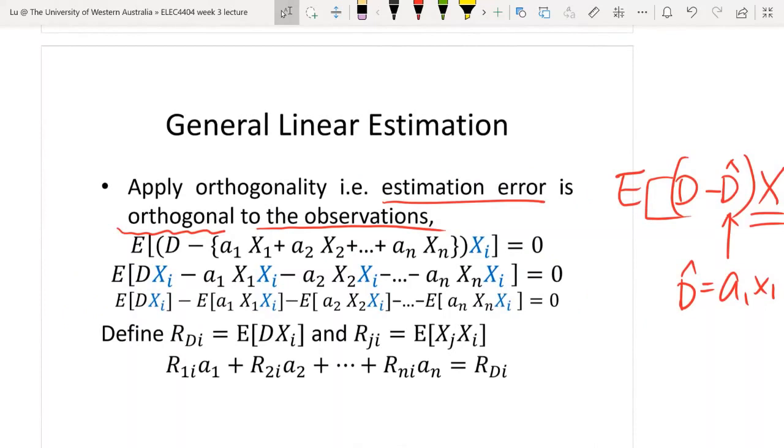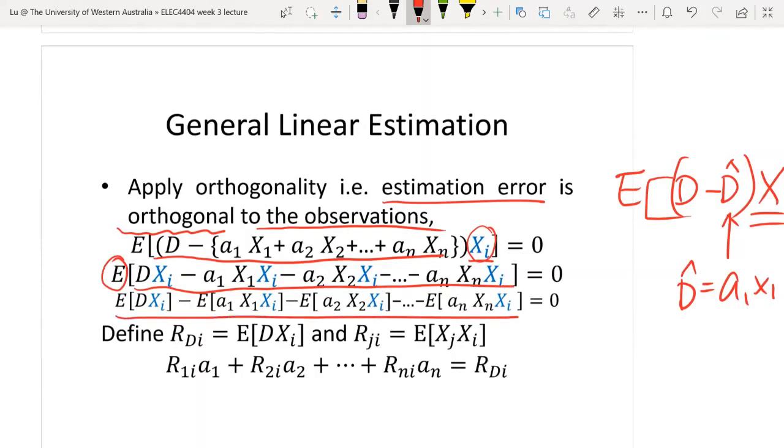Okay. In this slide, the first formula is saying the estimation error and our observation are orthogonal. Oh, sorry, my fault, the estimation error and our observation are orthogonal. And in the next step, I apply this particular observation to all the elements and extend to this step. And in the next step, I apply the expectation operator to each of these terms. And then we got a sequence of terms, the sum of them is 0. Of course, some of them have negative signs, okay?